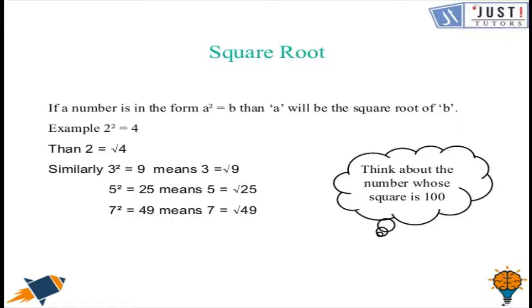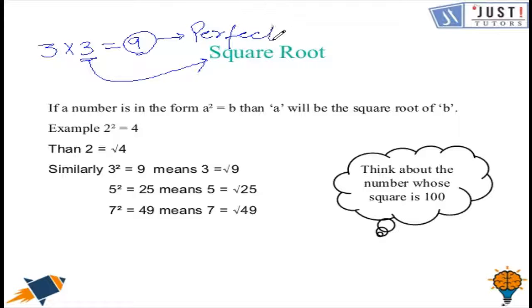In other words, the square root of a number is a value that when multiplied by itself gives a number, and that number is known as a perfect square number. For example, if we take the number 3, then by the definition, 3 times 3 gives 9. So 3 is the square root of 9, and 9 is a perfect square number.